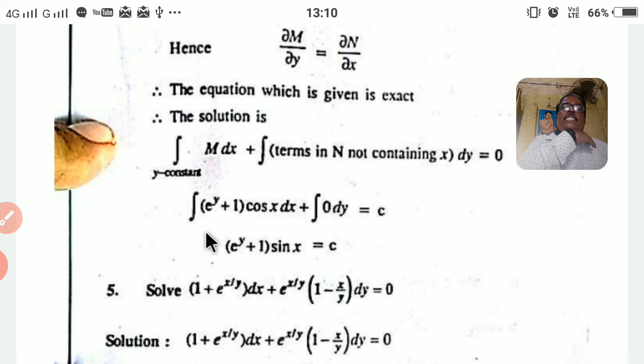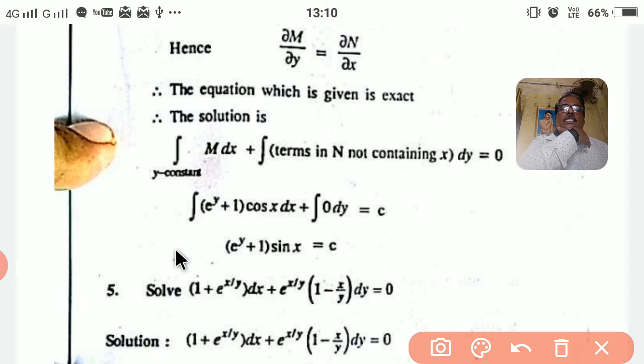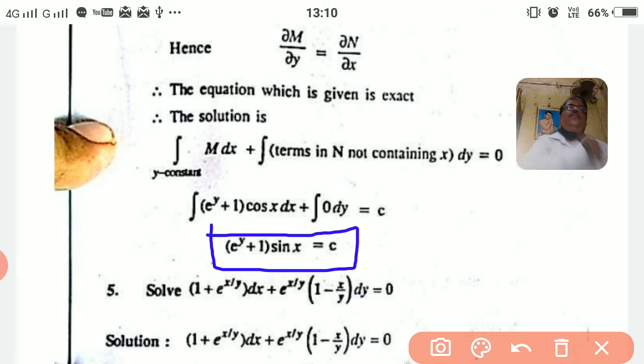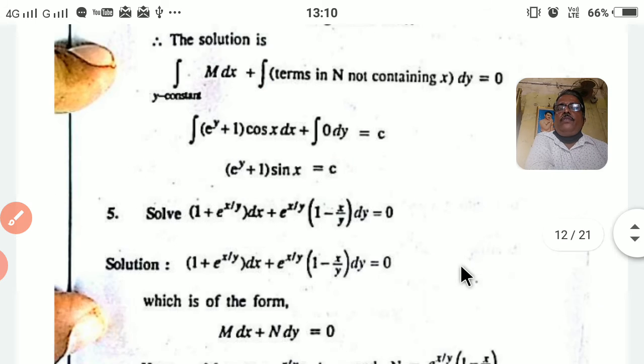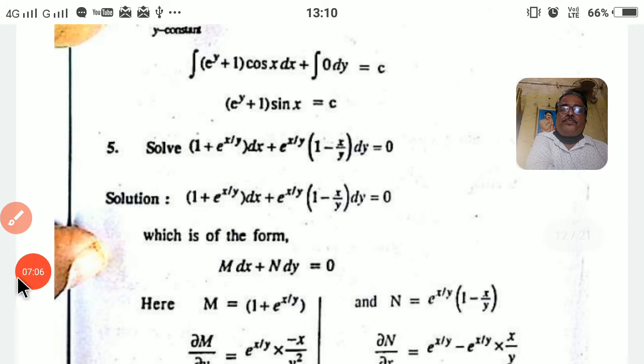So now integrating this keeping y constant, e^(y+1) is constant, and the integration of cos x is sin x, which is equal to c. So therefore this is the solution. So this is how we solve a given differential equation, by checking whether the given equation is exact or not. We take another problem.